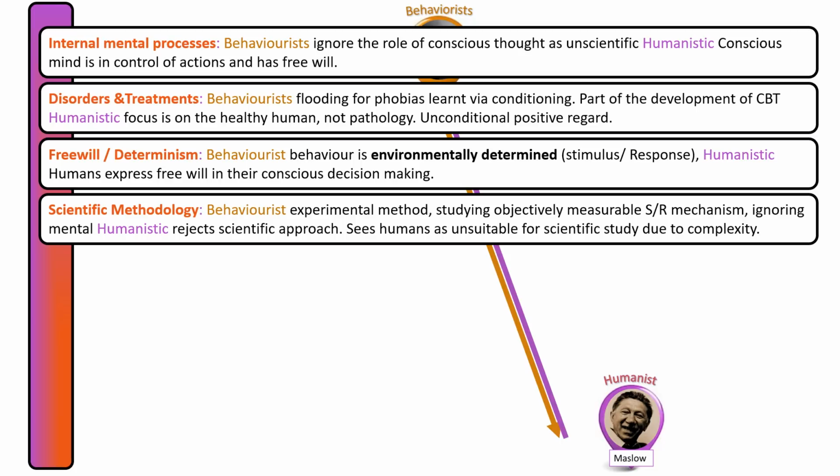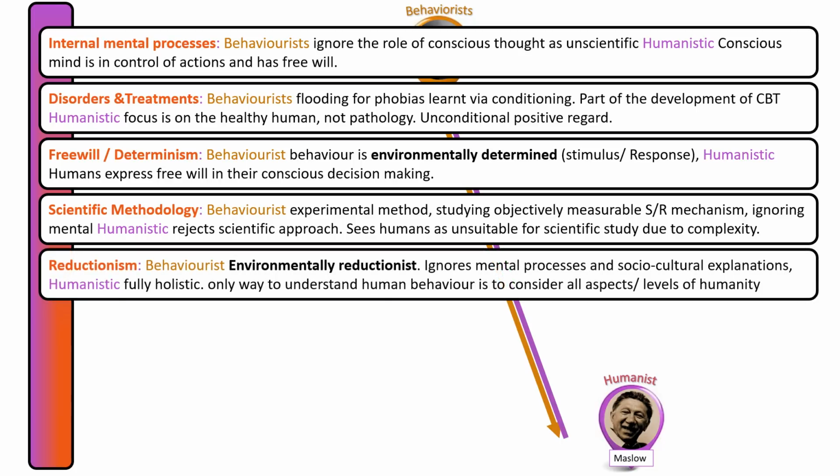When it comes to reductionism, behaviorists are environmentally reductionist. They ignore broader mental processes and socio-cultural explanations, and even biological factors when explaining behaviour. They reduce everything down to an environmental stimulus response mechanism. Humanistic psychologists, though, are the ones that are fully holistic. They suggest the only way to understand human behaviour is to consider all aspects, all levels of humanity, from the biological all the way up to the socio-cultural, and they have to be considered together.